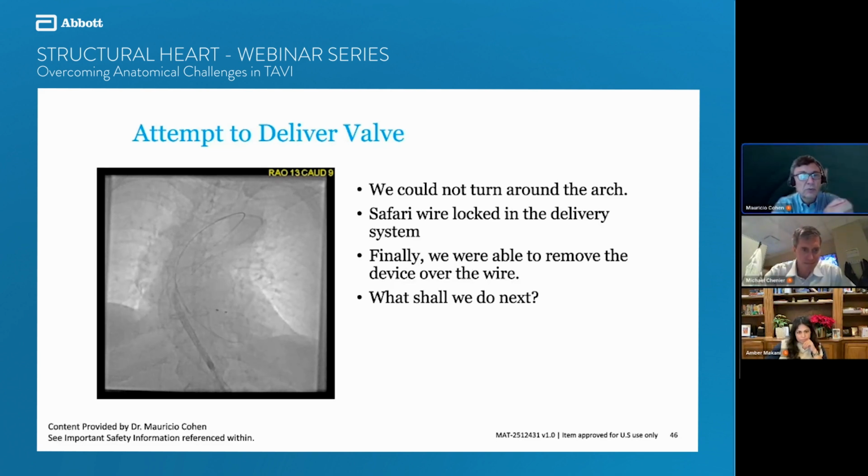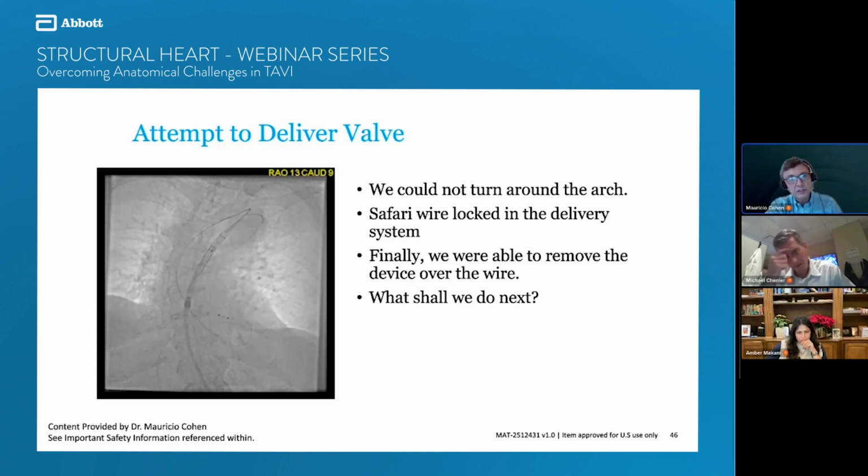And then when we pulled back, the coil in the Safari kind of unraveled and locked with the shaft of the delivery system. So the wire and the system were locked, so we couldn't pull. And as you can see, if we pull everything back, we probably don't have enough purchase to keep the wire inside the body. So we would lose access.